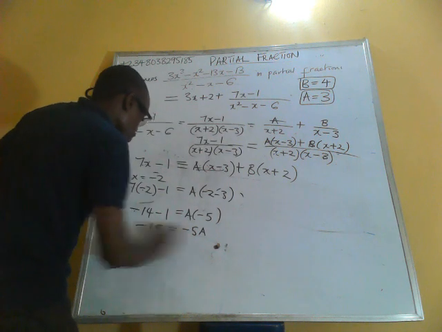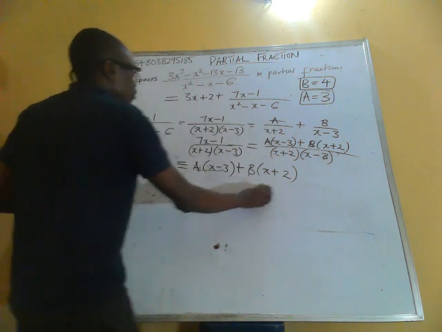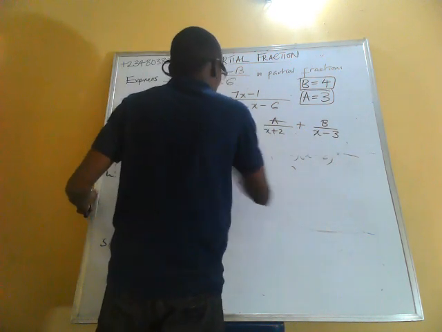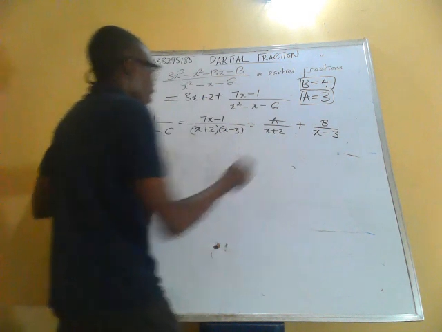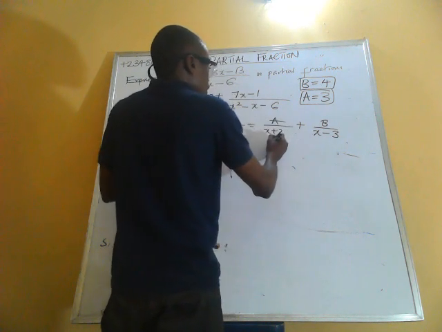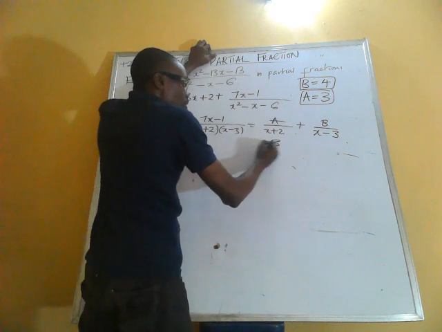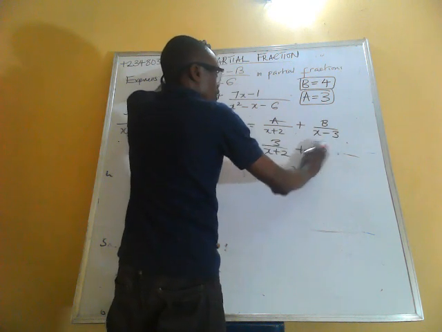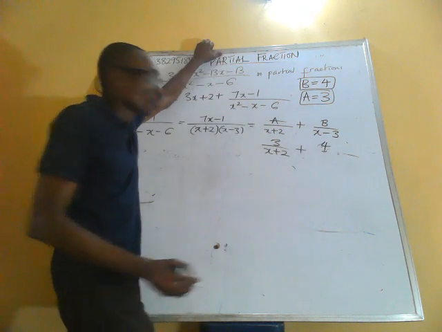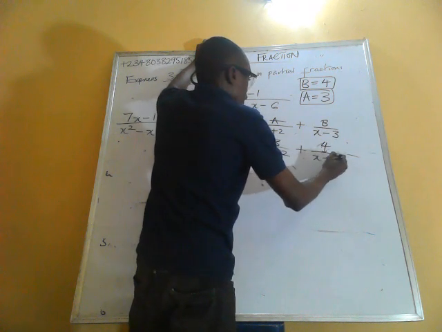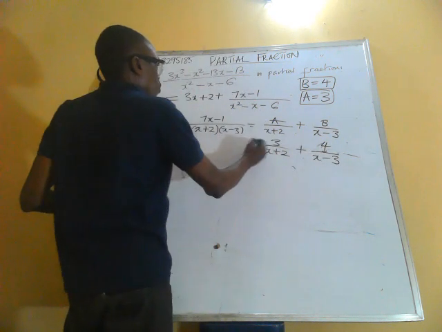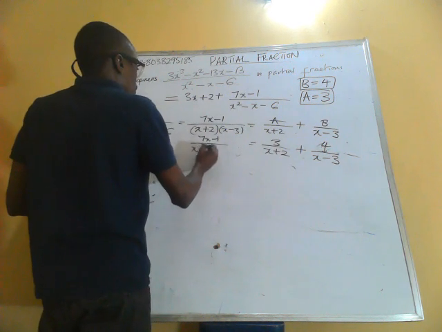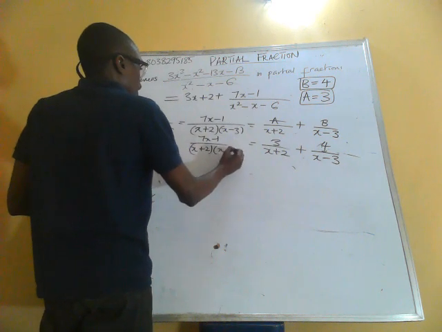Okay, so let's go back and resolve into partial fraction. So over here, our a is what? a is 3 over x plus 2. Our b is what? B is 4. Our b is 4 over x minus 3 equals to 7x minus 1 all over x plus 2 into x minus 3.